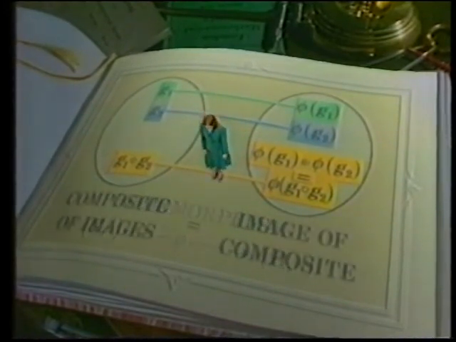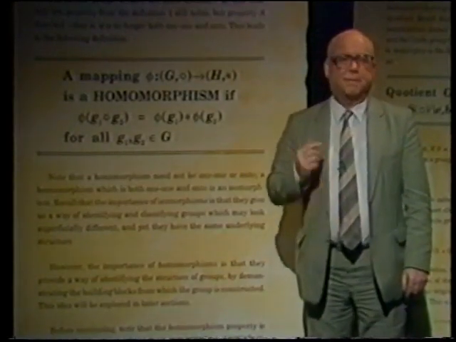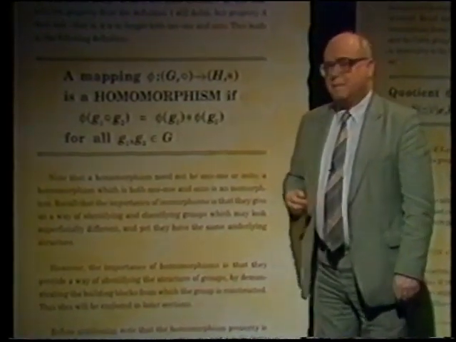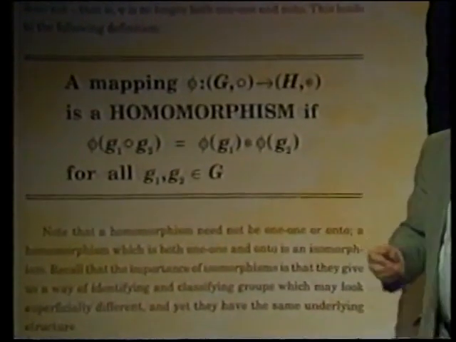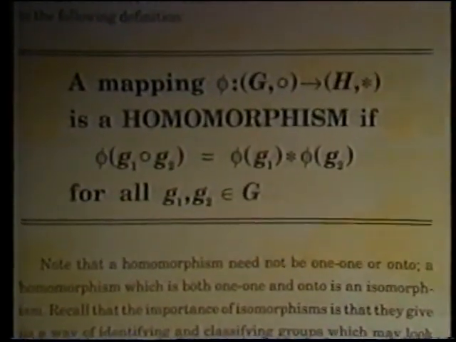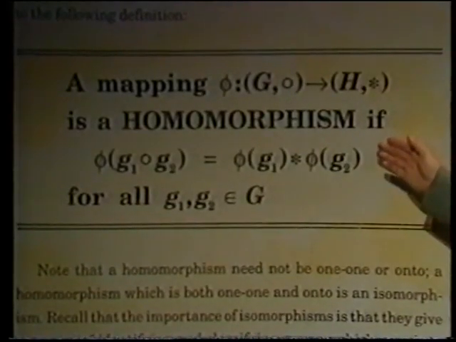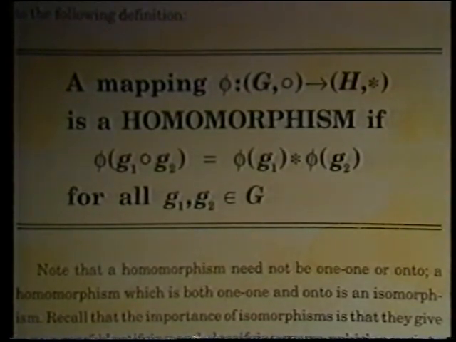The composite of the images must equal the image of the composite. And here's the formal definition. If phi is a mapping from G circle to H star, then phi is a homomorphism if the image of the composite of any two elements in G is equal to the composite of their images in H.